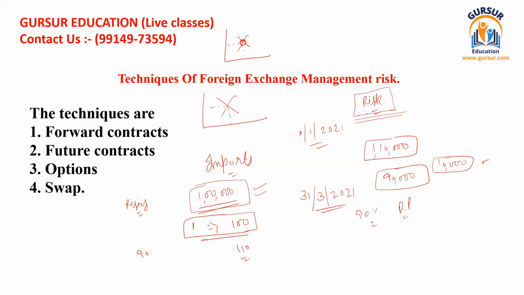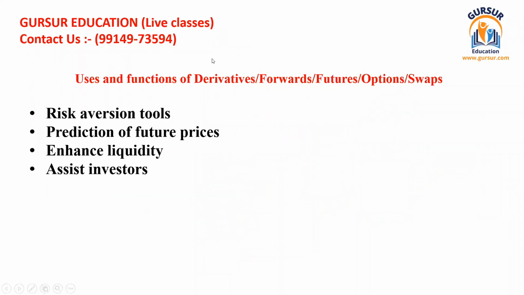So how do they manage risk? They manage risk by indulging in four different kinds of contracts. The first is a forward contract, the second is a futures contract, the third is options, and the fourth is swaps. One by one I am going to teach you about all these things. I hope you have got the idea regarding this specific example. If you have understood it, understanding all these four categories is going to be very easy for you.